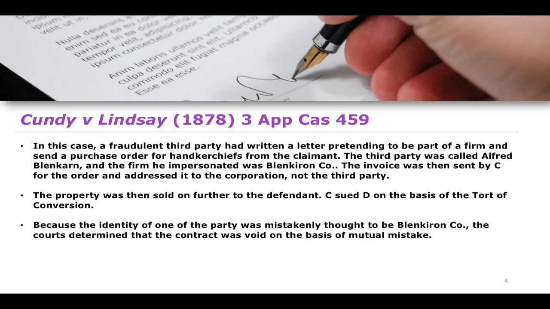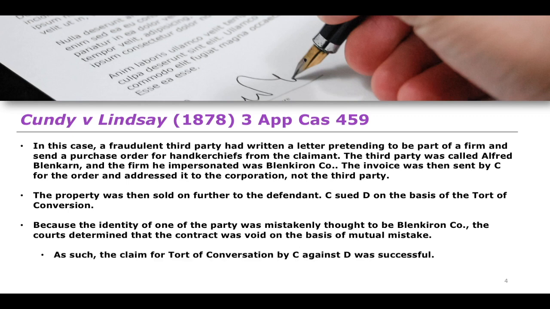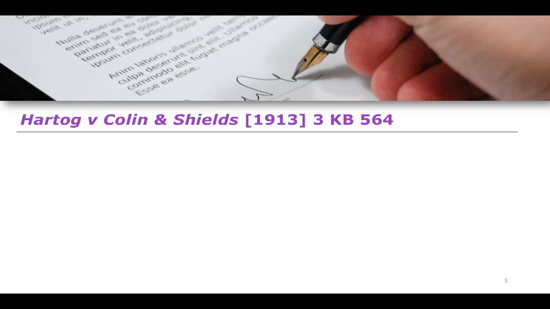Now, because the identity of one of the parties was mistakenly thought to be Blenchiron Corporation, the courts determined that the contract was void on the basis of mutual mistake. As such, the claim for the tort of conversion by the claimant against the defendant was in fact successful.